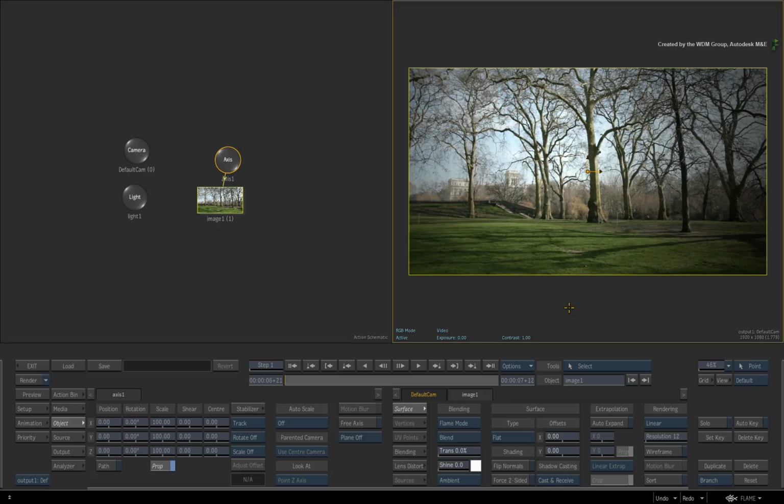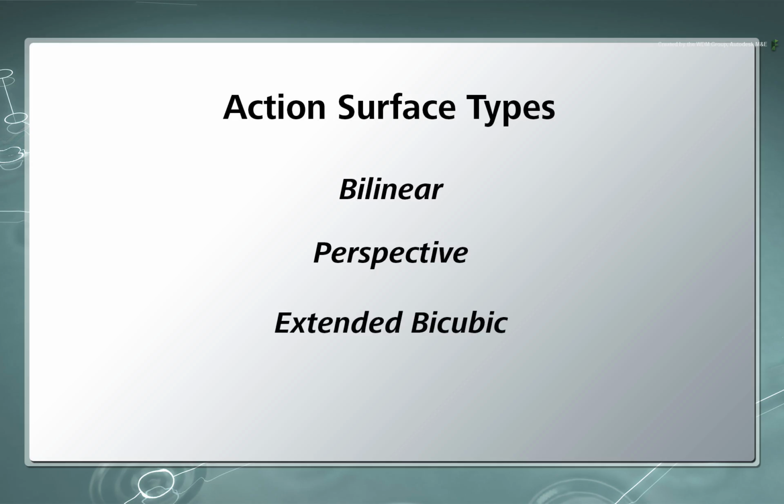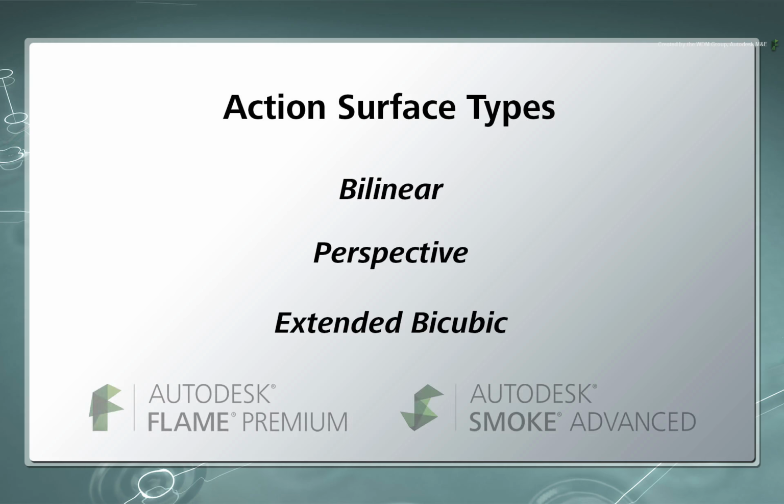In this set of videos, we will take a look at the redesigned surfaces in the Action 3D Compositor. We'll be reviewing the bilinear surface, the perspective surface, and the extended bicubic surface in Action. This affects all artists using Flame Premium and Smoke Advanced. You'll notice that I mentioned a new surface called the perspective surface, but not the bicubic surface. All of this will be made clear as you watch through these videos.